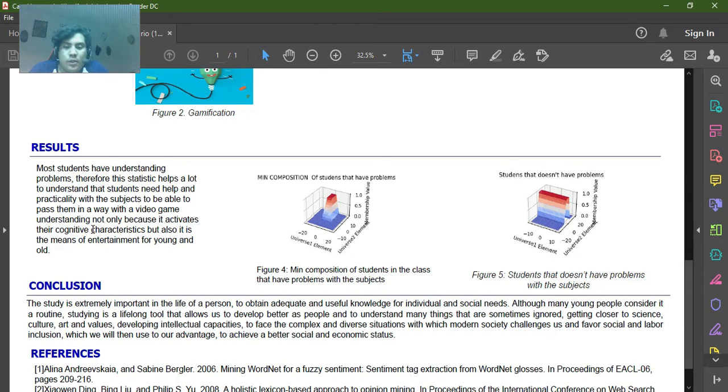And the conclusions: studying is extremely important in the life of a person to obtain adequate and useful knowledge for individual and social needs. Although many young people consider it a routine, studying is a lifelong tool that allows us to develop better as people and to understand many things that are sometimes ignored. Getting closer to science, culture, art, and values, developing intellectual capacities to face the complex and diverse situations with which modern society challenges us, and favor social and labor inclusion, which we will then use to our advantage to achieve a better social and economic status.